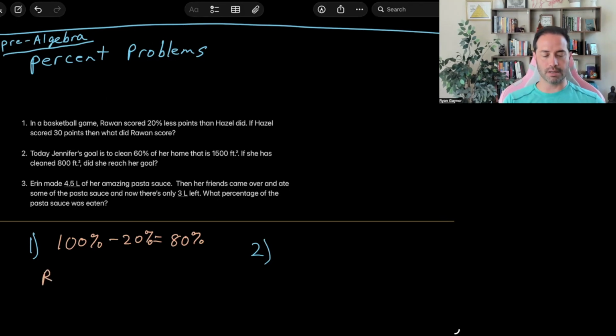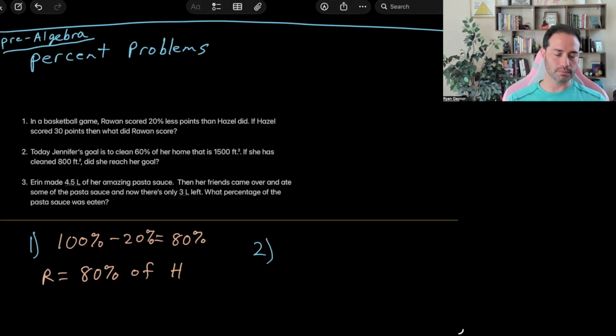So let's just say R equals 80% of whatever Hazel scored, which is H. In this case, we know that Hazel scored 30 points. So we're going to translate this now. Rowan, R, is the thing we're looking for. 80%, we've got to write it as a decimal or a fraction. Let's go with decimal. So we divide by 100, so we move it 2 places to the left.